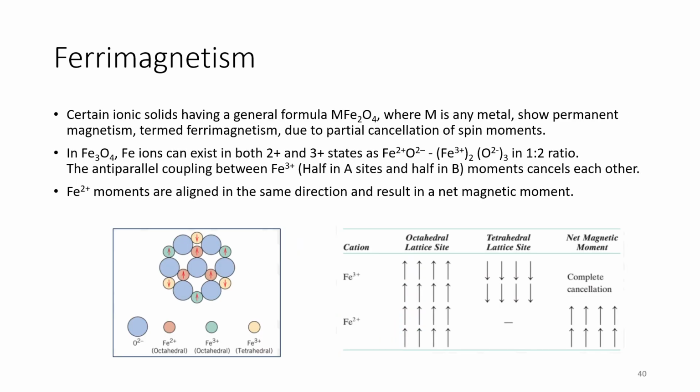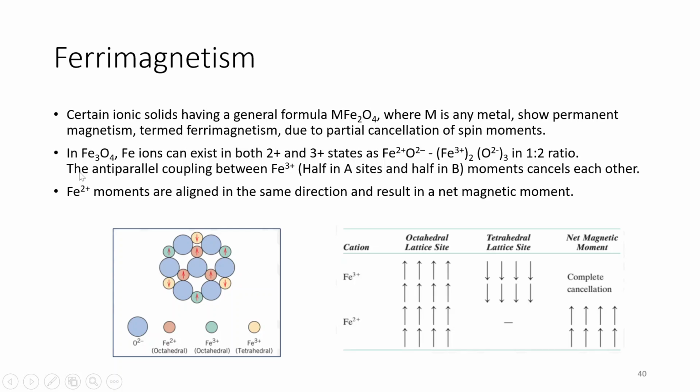Next is ferrimagnetism. Certain ionic solids having a general formula MFe2O4, where M is any metal, show permanent magnetism, termed ferrimagnetism, due to partial cancellation of spin moments. In Fe3O4, Fe ions can exist in both 2 plus and 3 plus states, as Fe2 plus O2 minus and Fe3 plus 2 O2 minus 3, in 1:2 ratio.